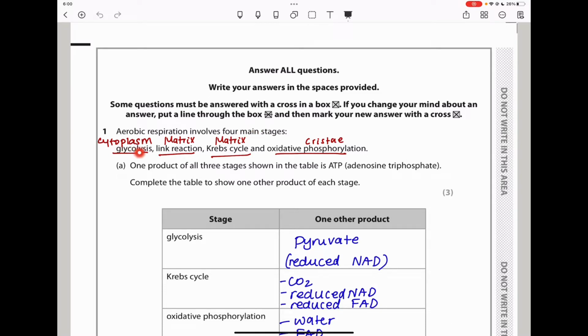We have glycolysis that takes place in the cytoplasm, the link reaction and the Krebs cycle that take place in the matrix, and oxidative phosphorylation that takes place in the cristae. They say one product of all 3 stages shown in the table is ATP, adenosine triphosphate. They want you to complete the table to show one other product of each stage.